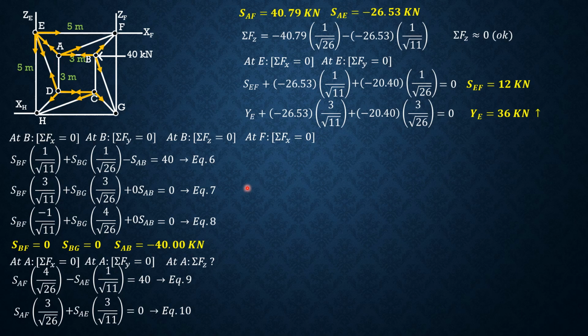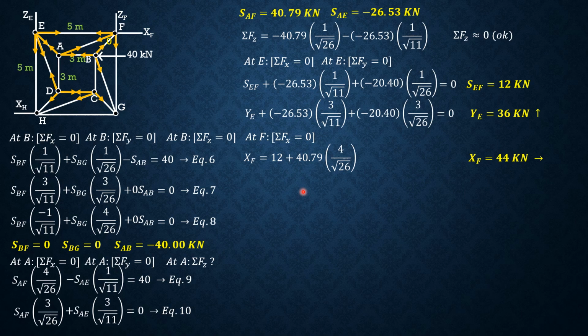Summation forces X equals 0. To solve for this reaction here, XF, let's assume it is rightward. So XF equals EF, which is 12, plus AF. AF is 40.79 times the X component distance, which is 4, divided by the distance, square root of 26. And BF is 0, so that's all. So from there, we can solve XF, and XF is rightward, 44 kilonewtons.